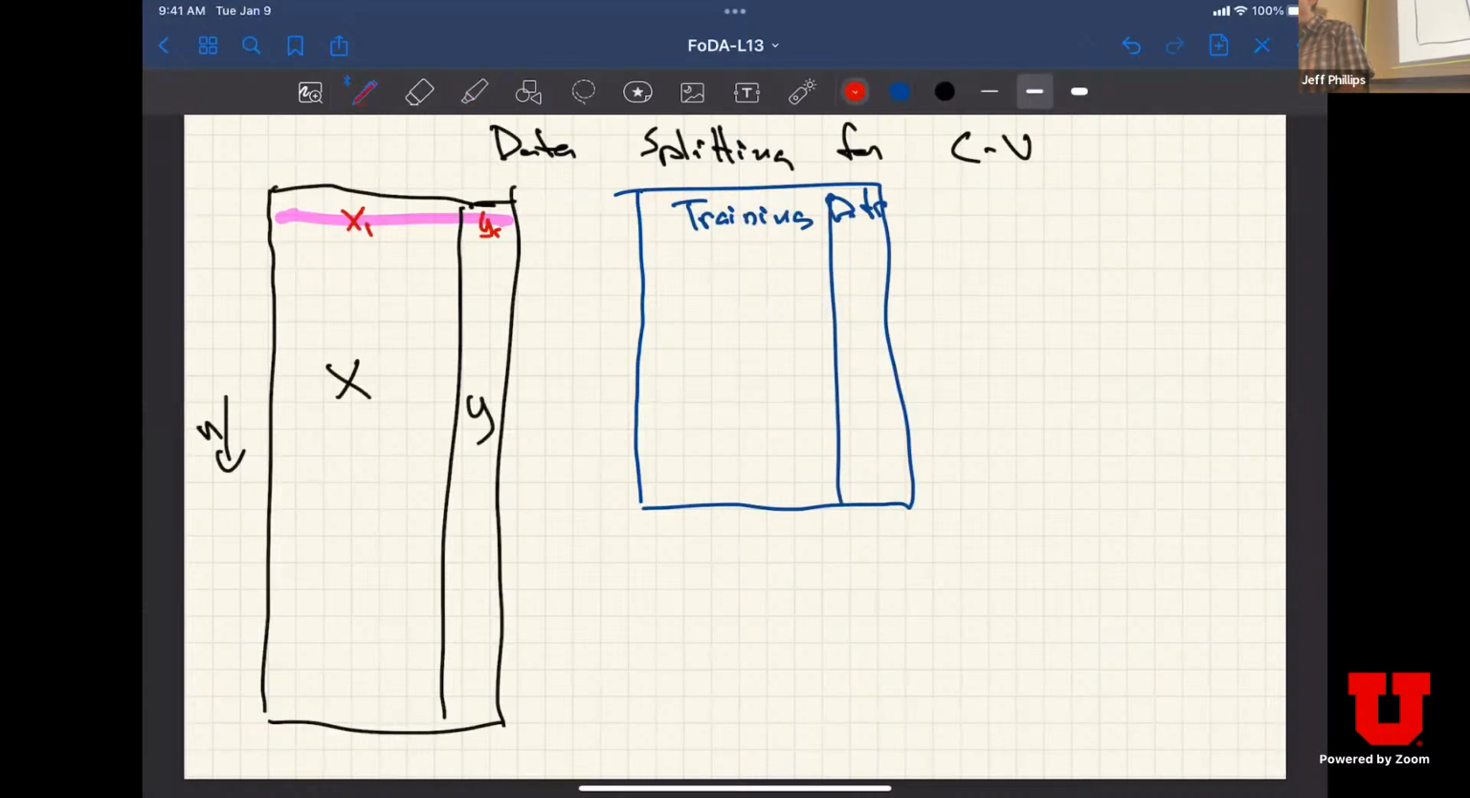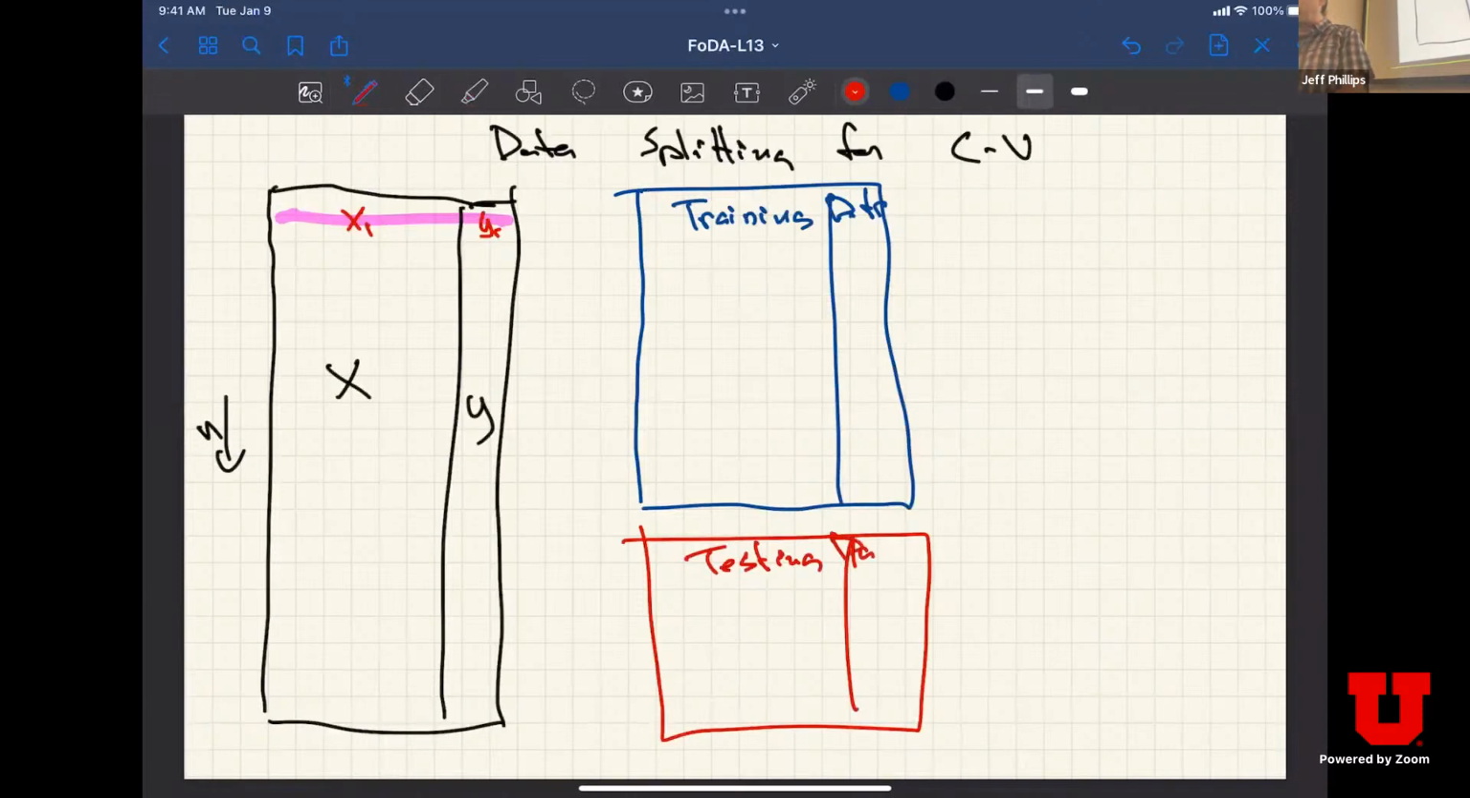Okay, and also testing data. And inside of here, we're going to have X train and Y train, and X test and Y test.